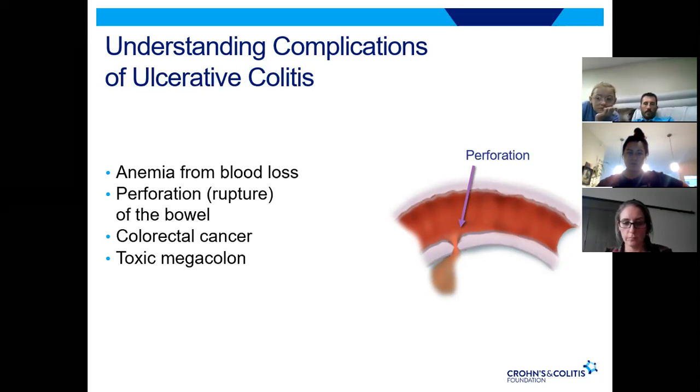Toxic megacolon is a condition that we don't see nearly as often now as we did years ago because we have better therapy to treat ulcerative colitis. But it's when the bowel really becomes enlarged and looks like it's going to perforate. And so back in the day, that was treated with almost emergent colectomy, or removal of the colon.